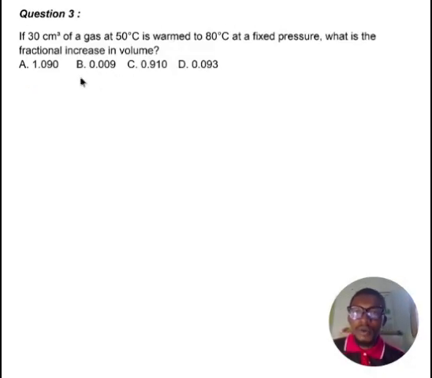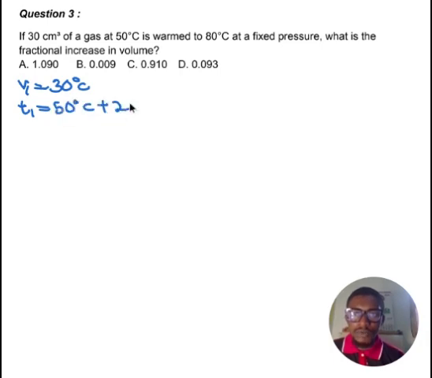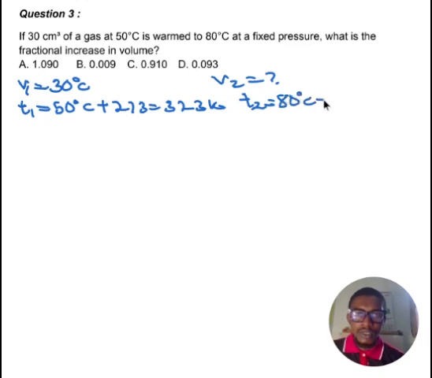If 30 cm cube of a gas at 50 degrees Celsius is warmed to 80 degrees Celsius at a fixed pressure, what is the fractional increase in volume? We're looking for the fractional increase in volume, not just the new volume. Now let's write out our parameters first. Our V1 from here is 30 cm cube, and our T1 is 50 degrees Celsius. Change that to Kelvin. Our V2 is unknown, and our T2 here is 80 degrees Celsius. Convert to Kelvin.